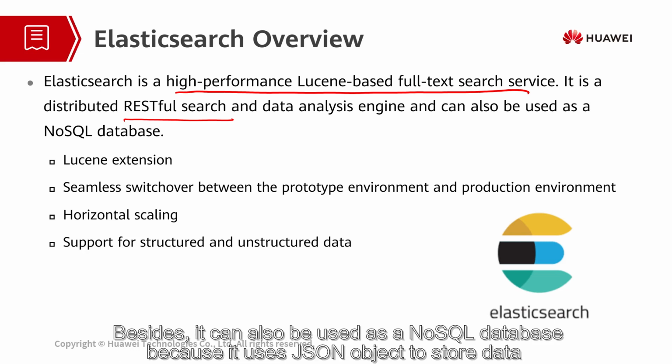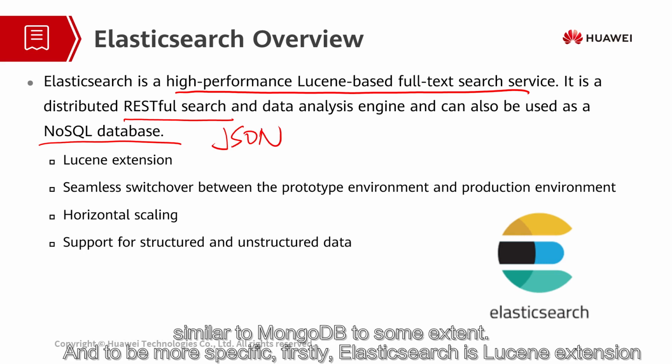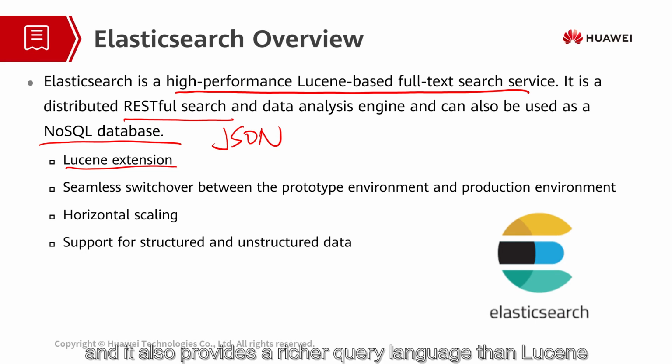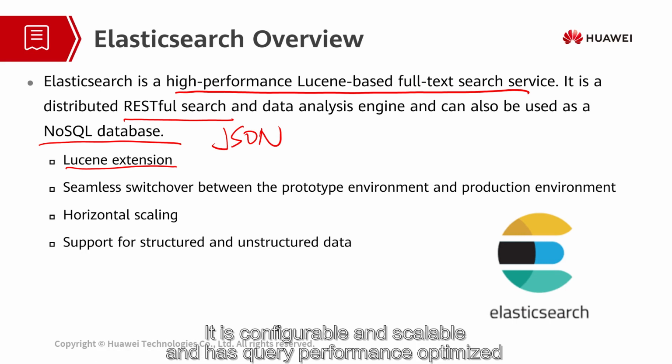Besides, it can also be used as a NoSQL database because it uses JSON objects to store data, similar to MongoDB to some extent. And to be more specific, firstly, Elasticsearch is Lucene extension. Just as we mentioned before, Elasticsearch extends Lucene so that we can deploy distributed architecture. And it also provides a richer query language than Lucene. It is configurable and scalable and has query performance optimized.